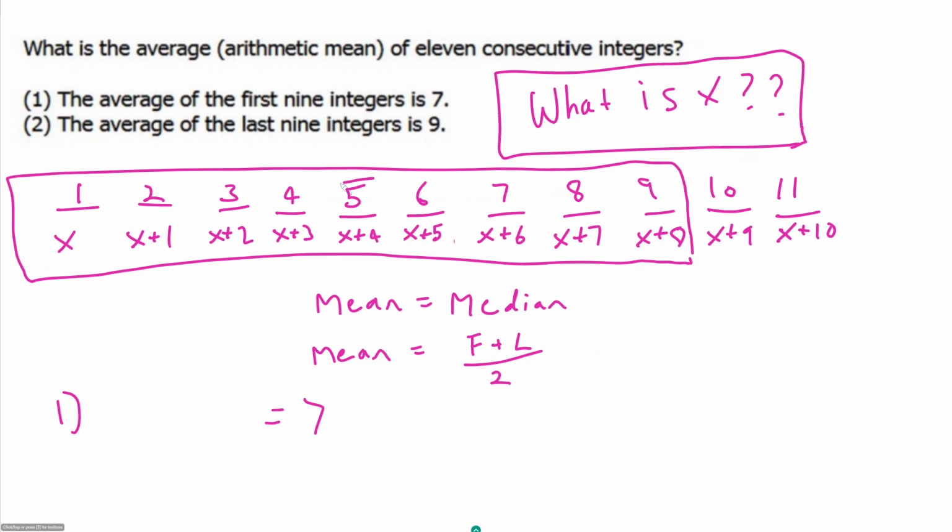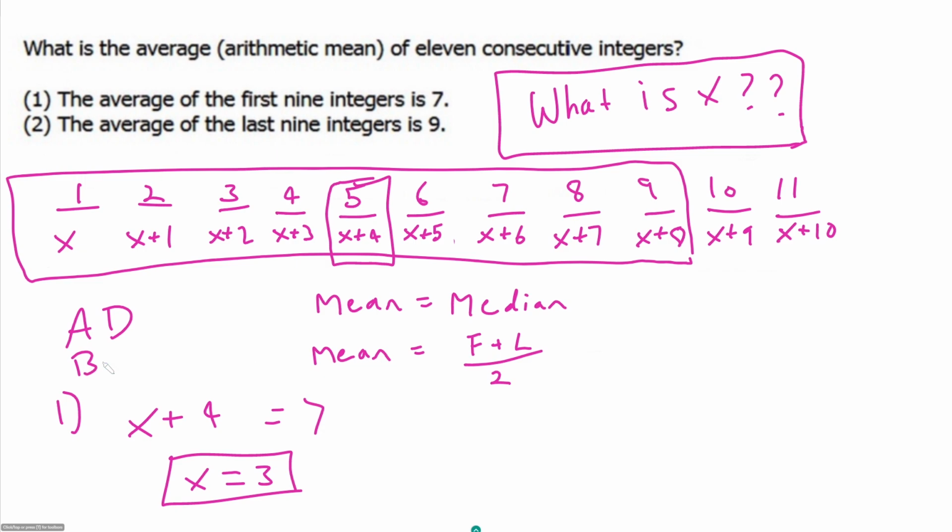To the x plus 4 here. We got 4 terms to the left, 4 terms to the right. So this is telling us x plus 4 is equal to 7. It's good to solve for x. X is equal to 3. First statement is sufficient to say the average is equal to 3.